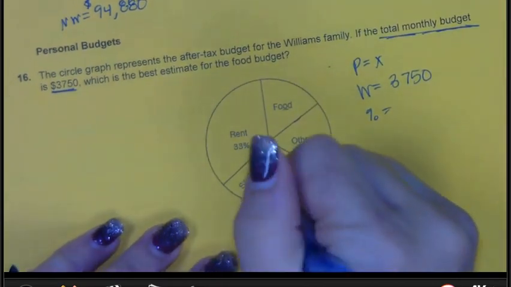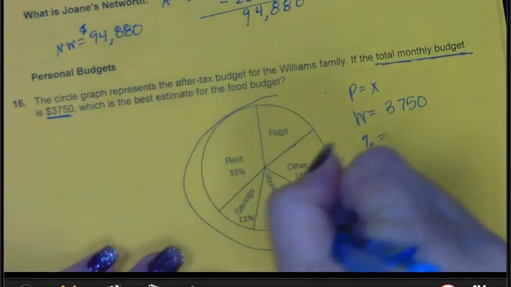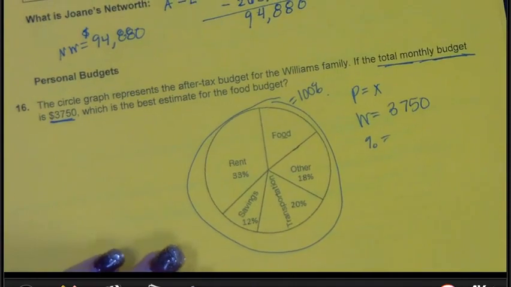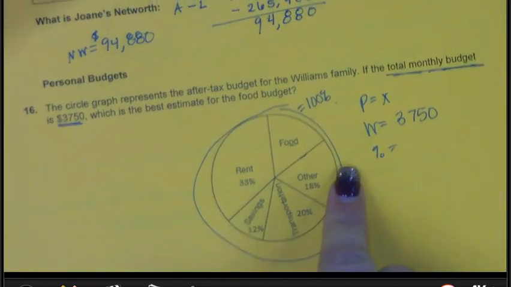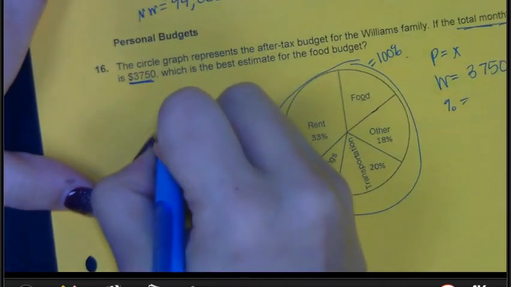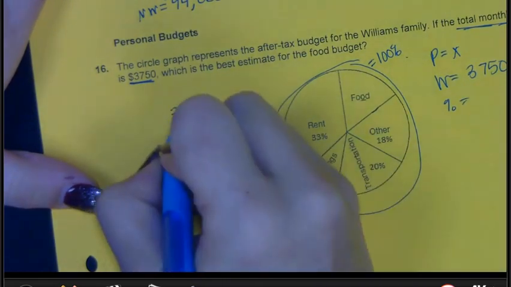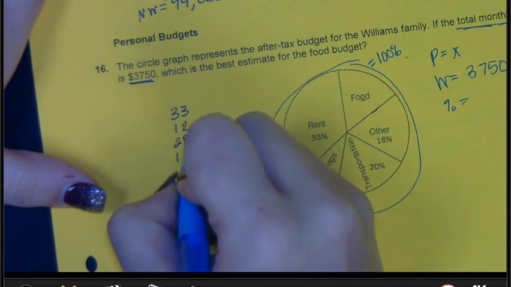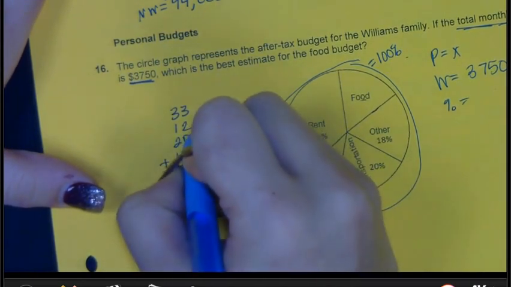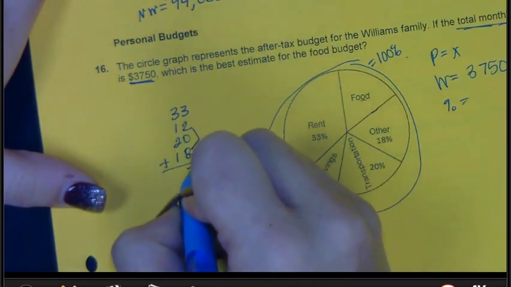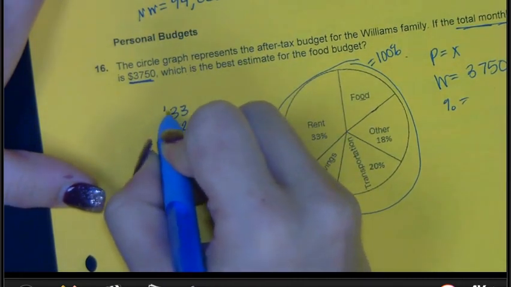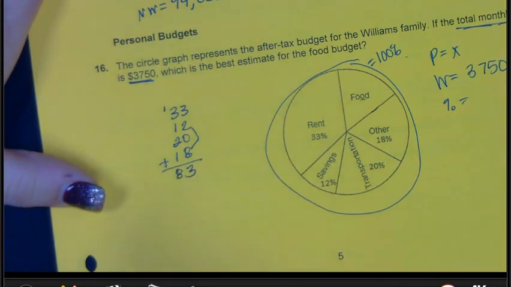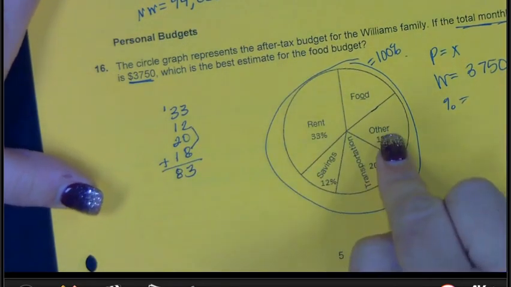But I do know that the entire circle, everything added up together, is equal to 100%. So I need to add up what I know and subtract it from 100%. So I'm going to have 33%, 12%, 20%, and 18%. Let's add these up. 2 and 8 is 10, plus 3 more is 13. 3 plus 1 is 4, 5, 6, 7, 8, which is 83%. So from here to here is 83%.